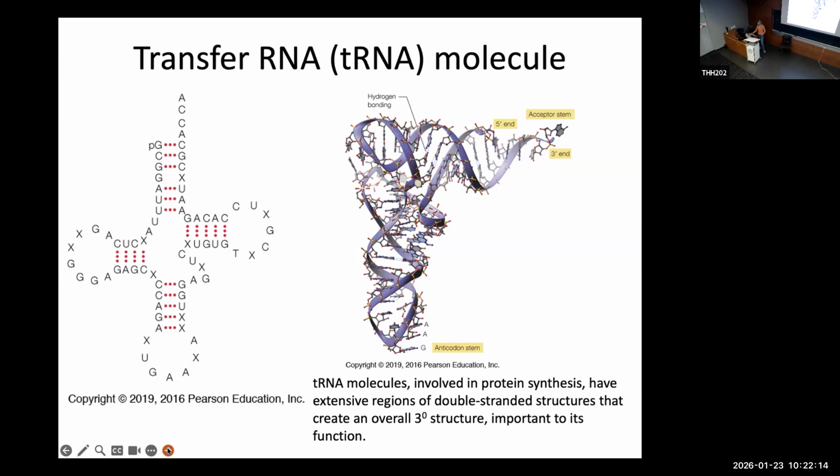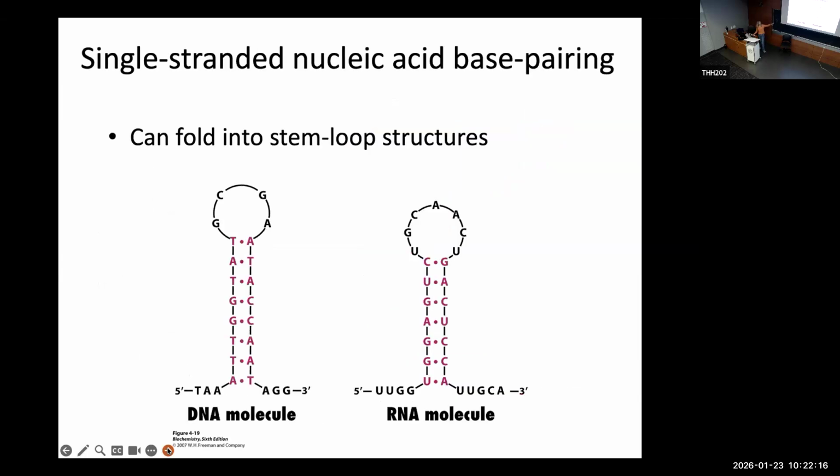We see a lot of things like stem loops in RNA viruses. So quite often the ends of RNA viruses have stem loops. It's important for the virus for replication, for packaging up the viral genome into the virion. So these structures are quite important biologically.